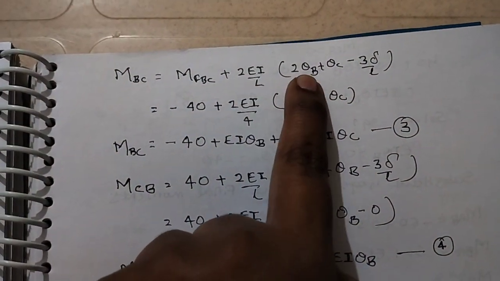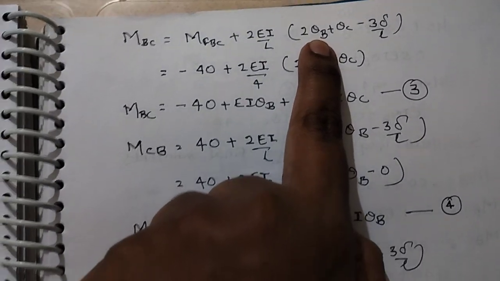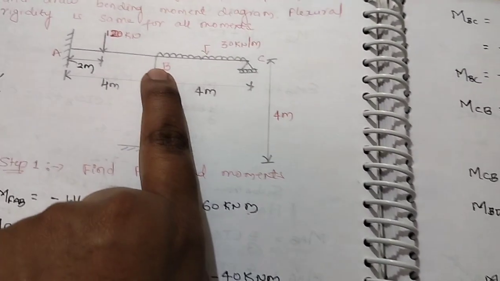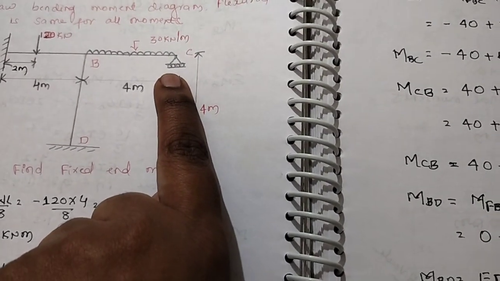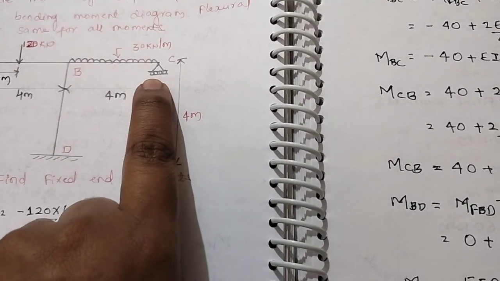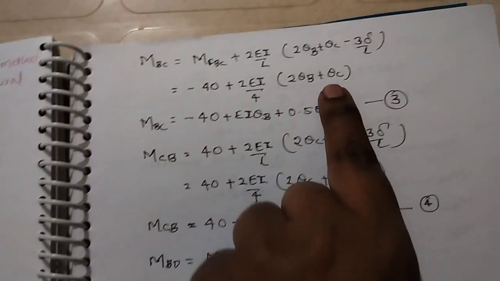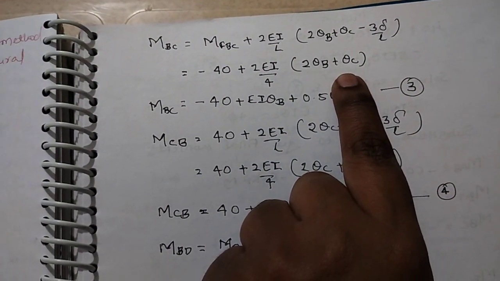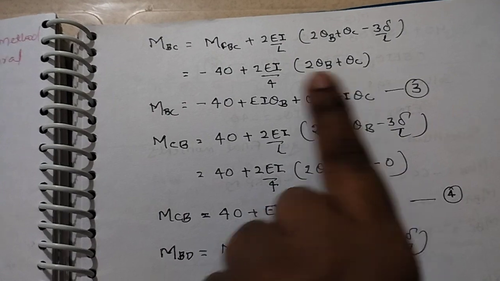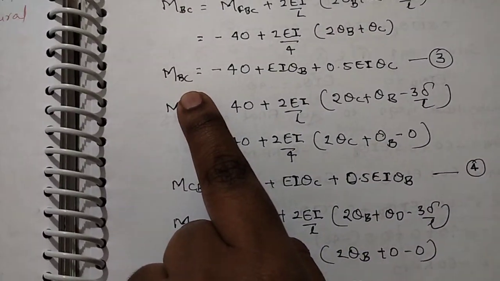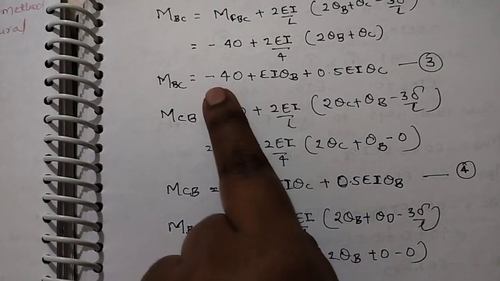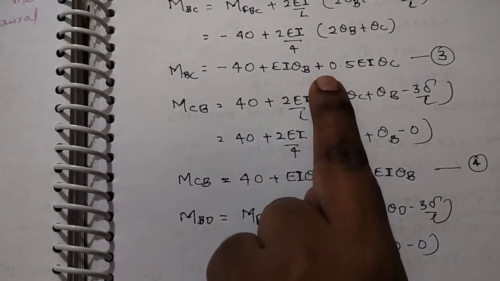2 theta B. Theta B means the support, so it is this point. So here theta B exists, so that will not be equal to 0. Next theta C. What is the value of theta C? Is it equal to 0 or what? No. Theta C will not be equal to 0. Here theta C will exist, so plus theta C. Only at the fixed end will the theta value be equal to 0. So this is the equation you are getting. If you simplify this one, you get MBC equal to minus 40 plus EI theta B plus 0.5 EI theta C.